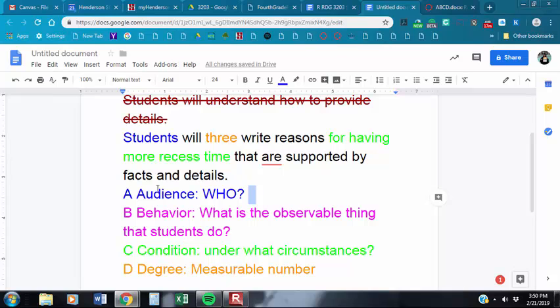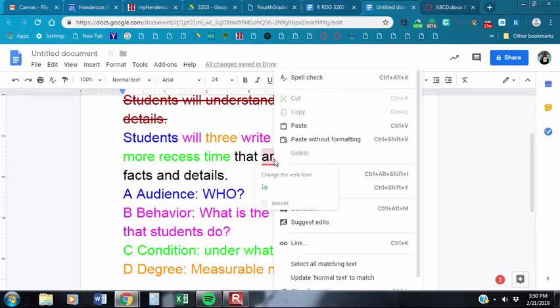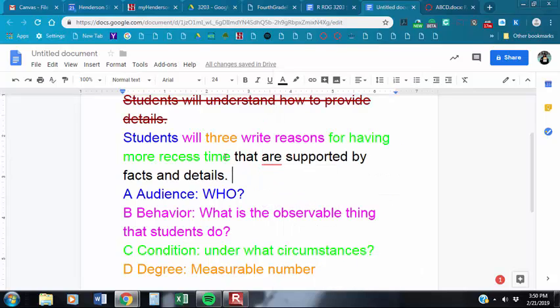Except, you know what? I didn't do the behavior. Students... oh, good gravy. Okay. This is the observable behavior. And it's okay that my degree is splitting that verb phrase. That's totally fine. That's grammatically correct. Okay, so this is what a good objective looks like right here. Students will write 3 reasons for having more recess time that are supported by facts and details.